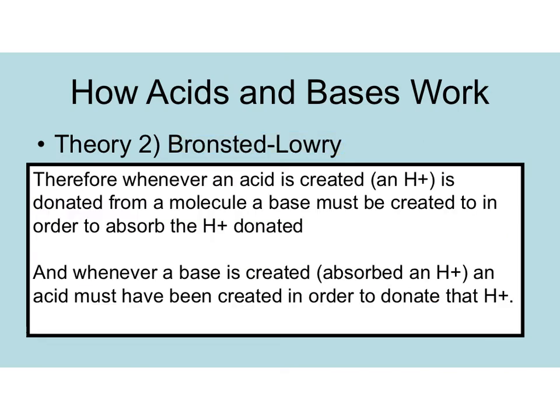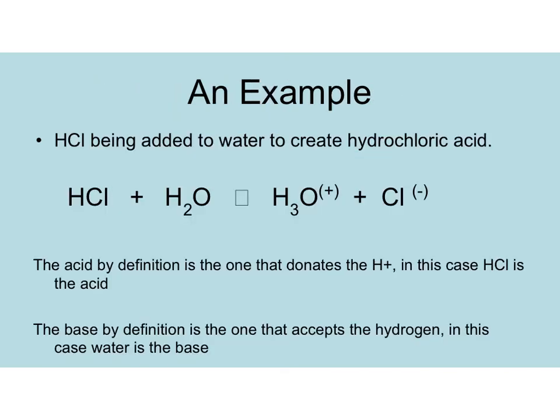Okay, so let's look at an example. Here we have a reaction, and let me just shrink my size down here. We have HCl reacting with water to form what we have over here. We'll talk about that in a second. So this is the reactant side, and on the reactant side, there's always going to be both an acid and a base. So we have to figure out which one is the acid and which one is the base.